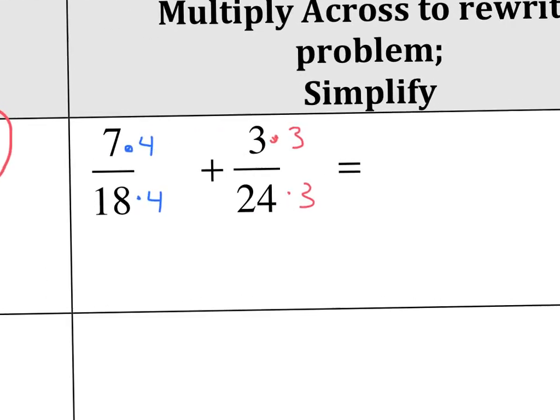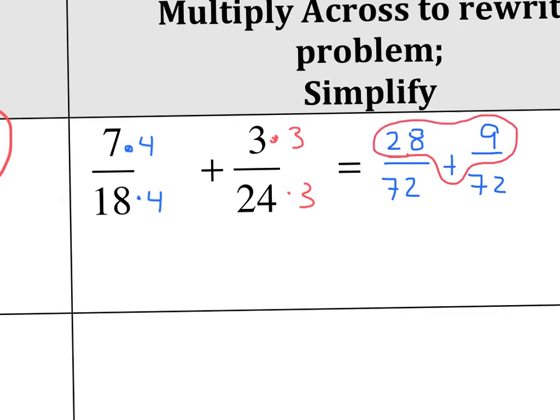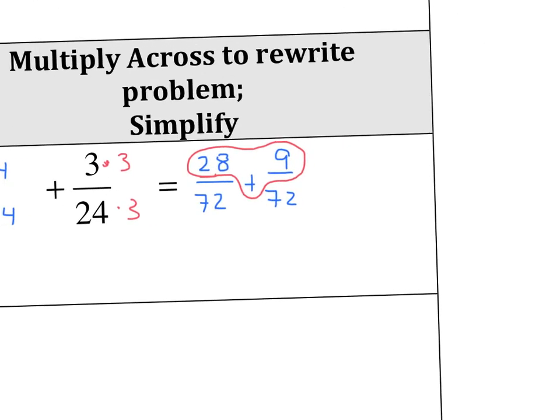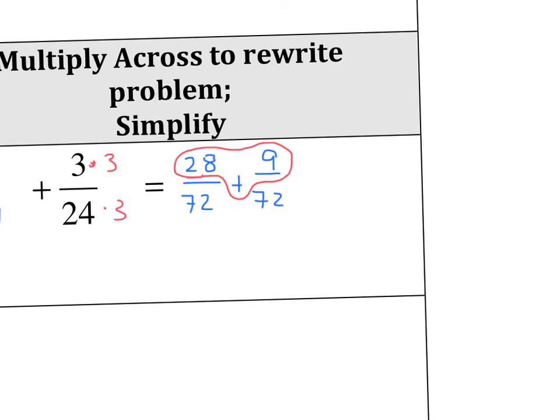All right, so now start multiplying out. 7 times 4 is 28 over 72. 3 times 3 is 9 over 72. And now we use our rules from yesterday. When you have a common denominator, all you do is combine your like terms in the numerator. So in this case here, I get 37 over 72. Since this does not simplify any further, that is my answer.